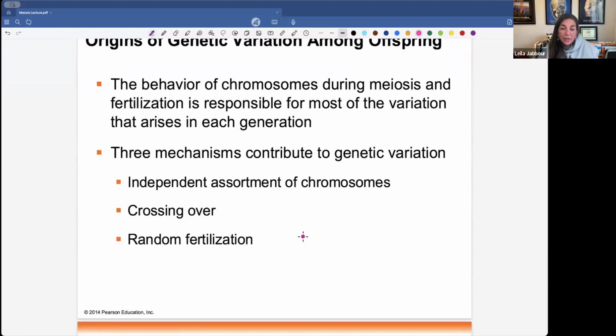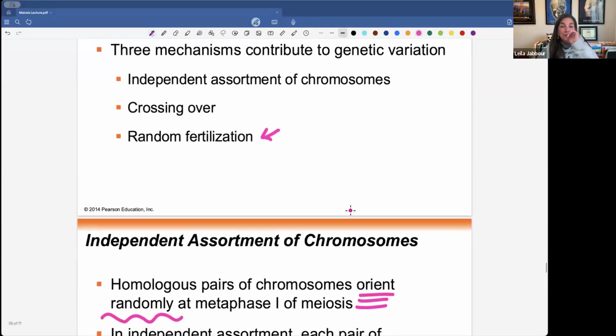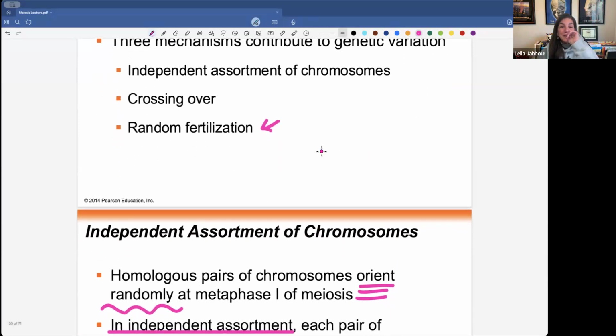This one doesn't have anything to do with cell division per se. It's more about which sperm is going to win the race, and every sperm is holding a different set of genes. This is basically the luck of the draw. Whatever combination of paternal or maternal chromosomes is in each one of these sperm cells is really random. And so there is randomness to which sperm is going to fertilize the egg.